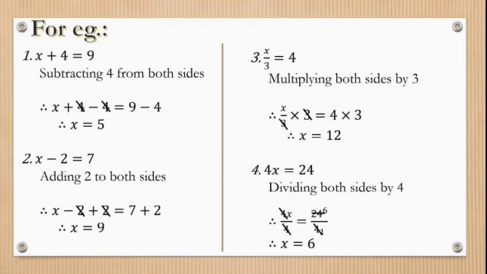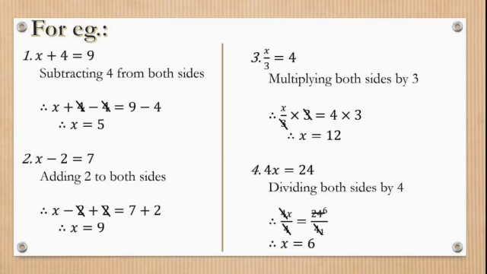Okay. Now the fourth example. 4x is equal to 24. 4x means 4 multiplied by x is equal to 24. Now to remove 4, since you have a multiplication sign, you are going to use the opposite sign, that is division. So dividing both sides by 4.